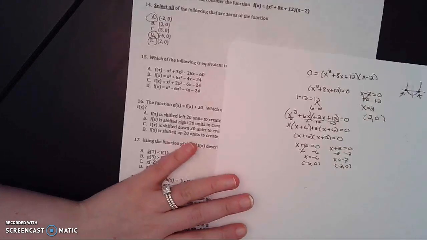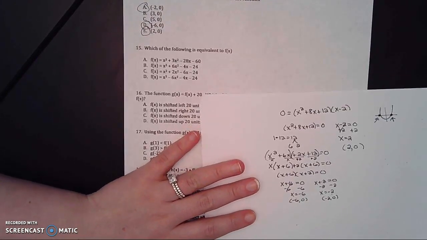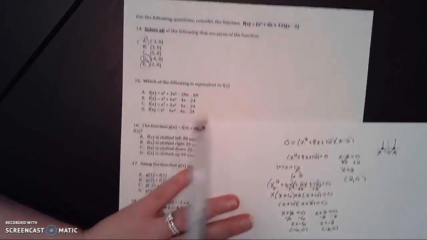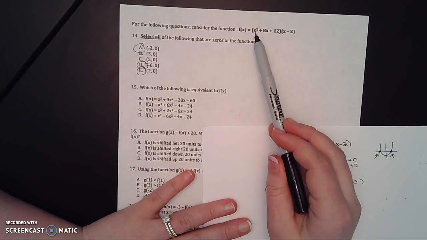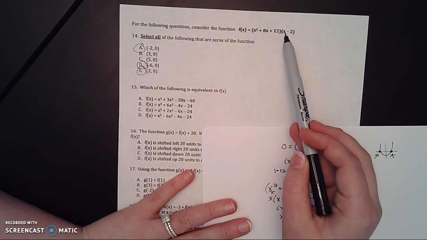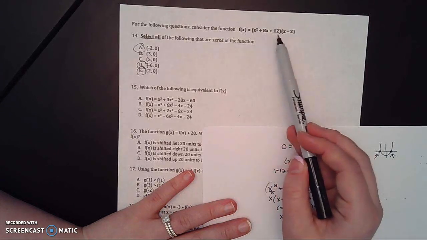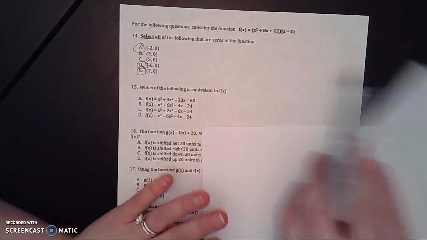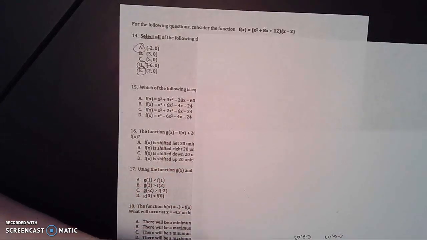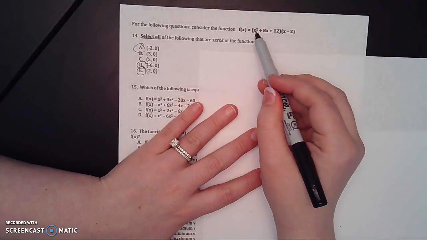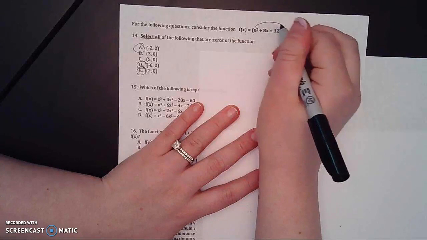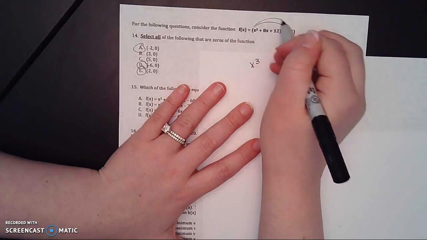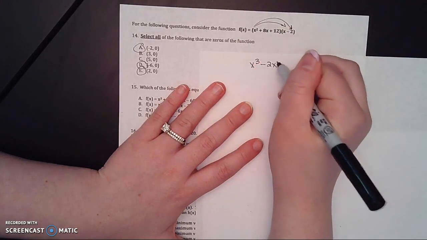Number 15 says, which of the following is equivalent to f of x? So if you look, it has an x cubed here. So if I'm looking at the original, I can tell x squared times x is x cubed. So my clue is that I'm just going to distribute everything in this first set of parentheses to everything in the second. So let's get a cleaner piece of paper. So I'm going to start at the beginning. X squared times x is x cubed. X squared times negative 2 is negative 2x squared.